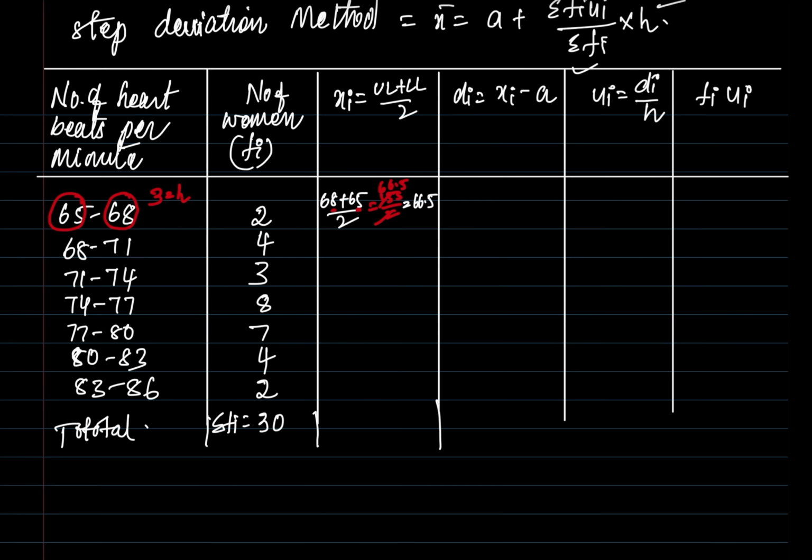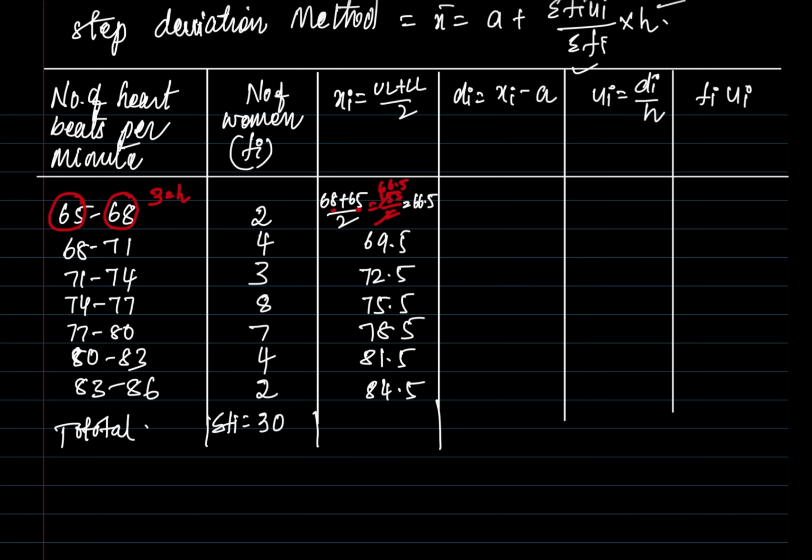Okay. So here you will get 69.5. Here you will get 72.5. Here you will get 75.5. Here 78.5. 81.5, and here 84.5.